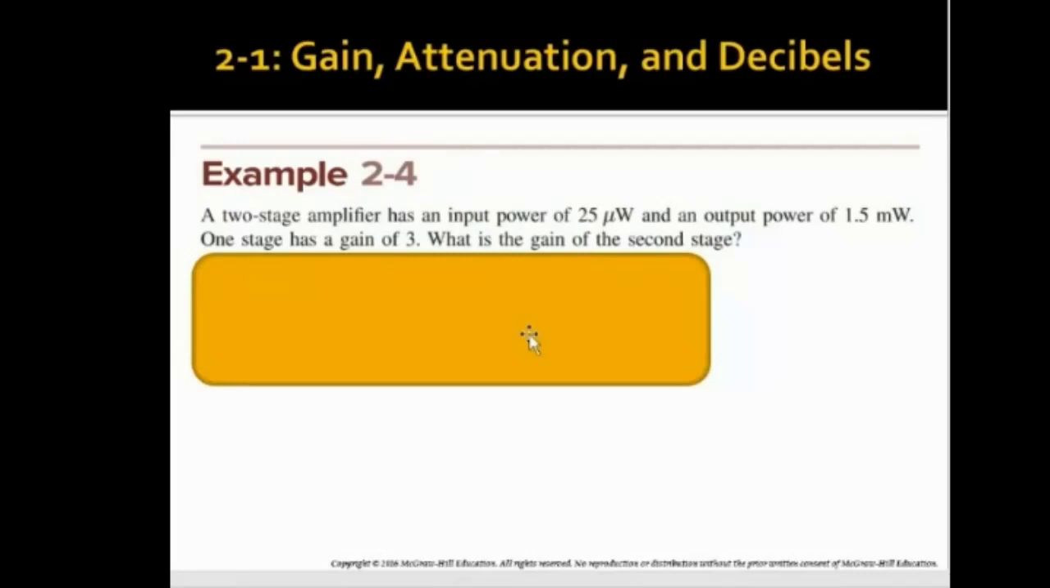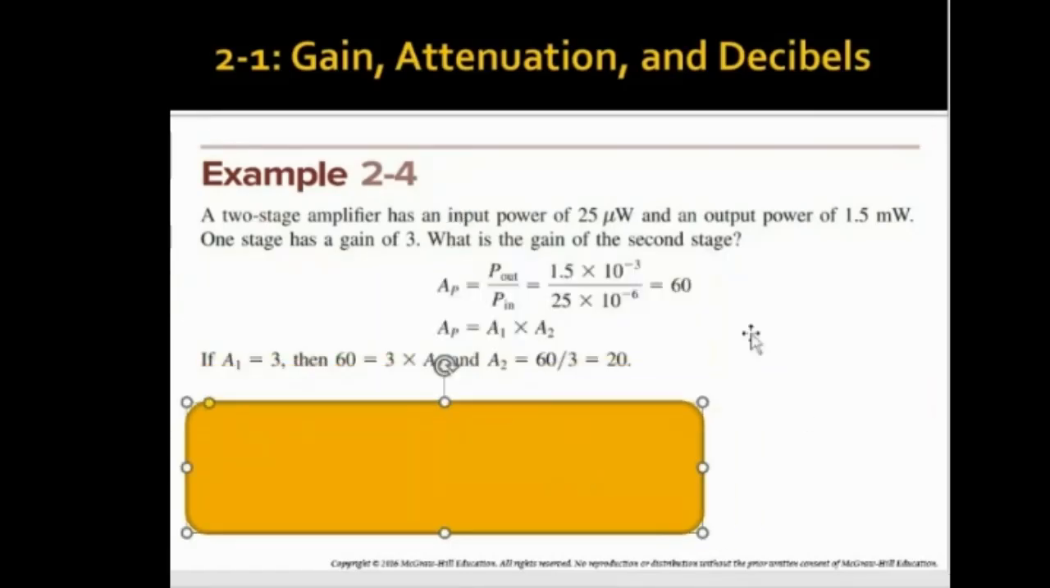I give you 1 or 2 minutes. Let's see how we solve this. We can find our gain. This gain is the total gain of the system. We have output power divided by input power, 1.5 milliwatt, which we multiply by 10 to the power of minus 3, divided by 25 times 10 to the power of minus 6, as 25 was microwatt. Then we have a total gain of 60.